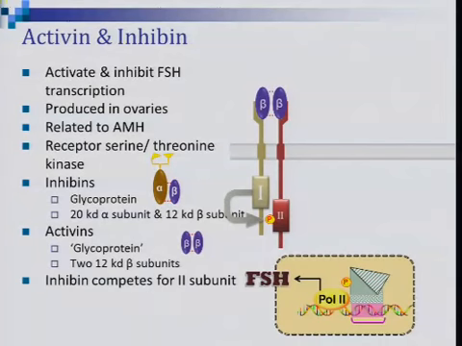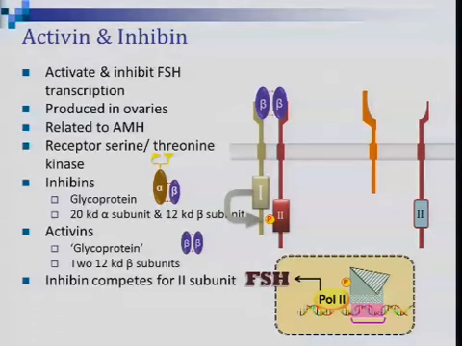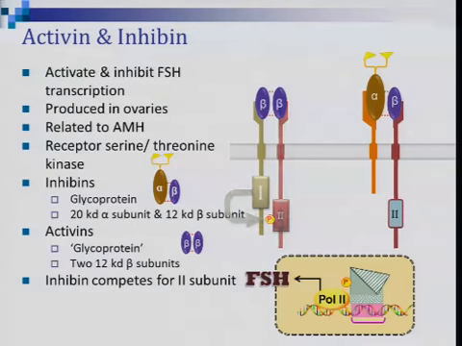Now, inhibin works by competing for the type 2 subunit. So what happens is there is this inactive subunit. It's got the receptor portion, but notice it doesn't have a kinase on it. That's the one that binds the alpha subunit, the inhibin alpha subunit. That causes this type 2 subunit to bind. But without anything to autophosphorylate, it just remains inactive, taking away the activity from the activin.